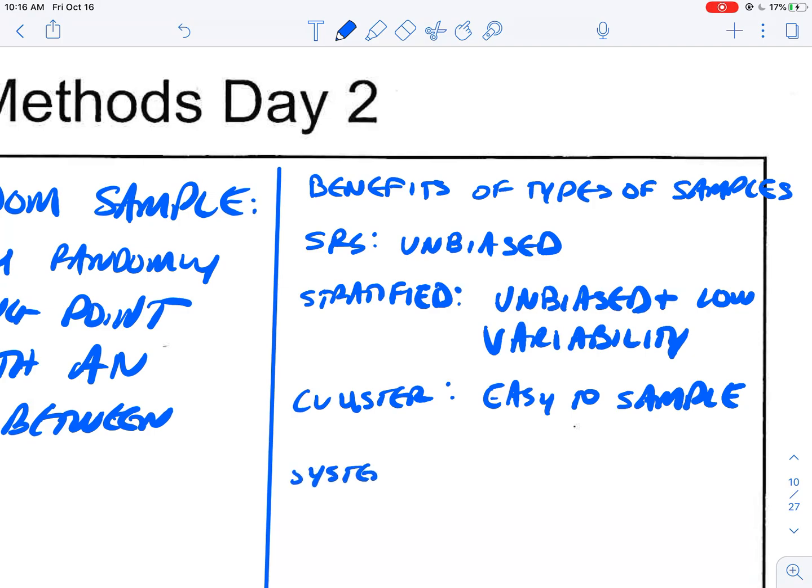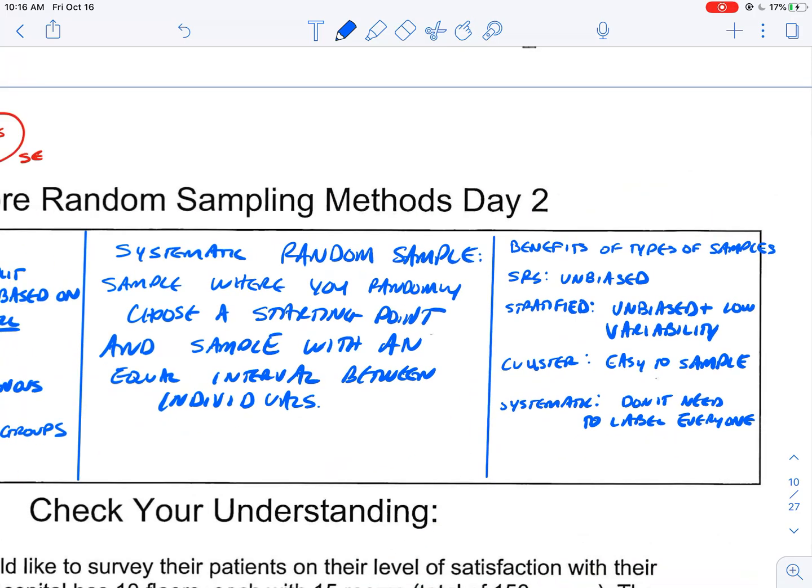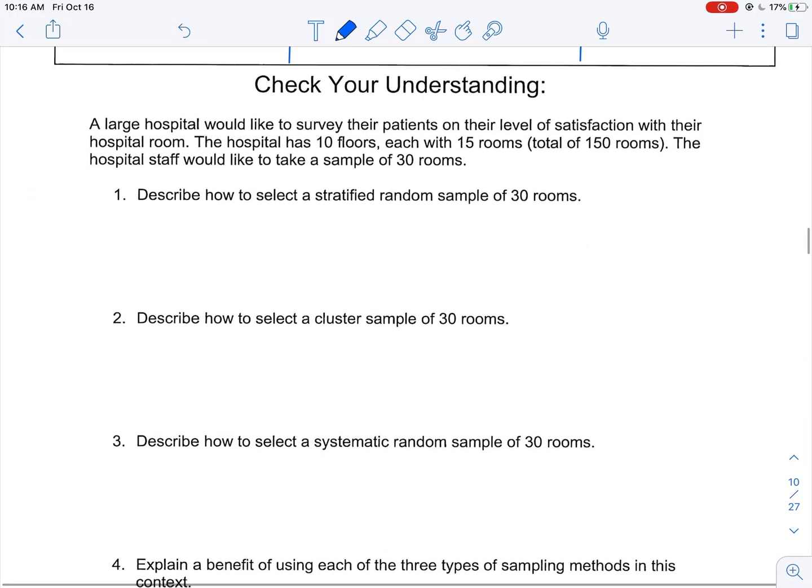With a systematic random sample, we don't need to label everyone. Because once I find that 47th person that I'm starting with, then I just skip 2 and do that person, then skip 2, then skip 2. So I don't have to label every single person. So there's some benefits to each of the types of sampling, and you'll see them crop up in different areas, in different contexts. And so as we start to do these problems, understand there's going to be some that lend themselves better to certain contexts.